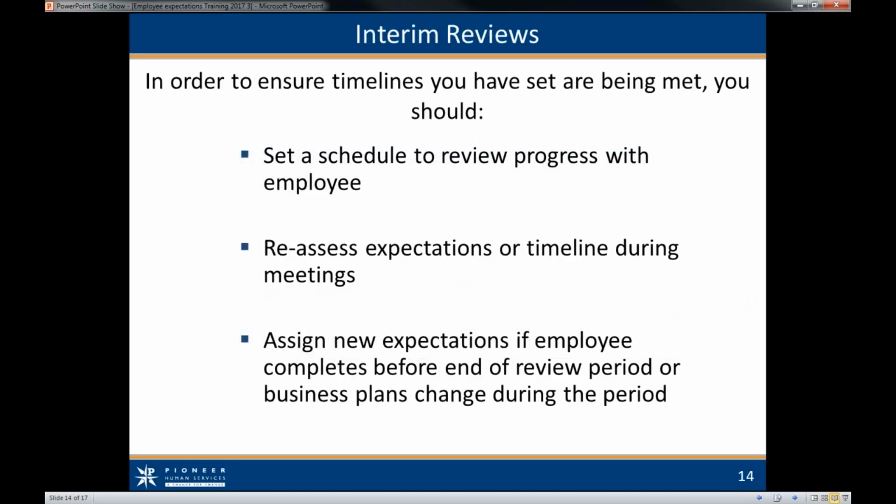You may set interim reviews as often as you like. You should review progress of the employee on each expectation and competency. If necessary, you can further define expectations or modify the timeline. Most important, you need to assign new expectations if they become completed by the employee. Nobody should be without expectations as they work towards their goals. Although interim reviews are unscored, you should document the progress in conversations to assist you at the end of the year when you're creating the employee appraisal.